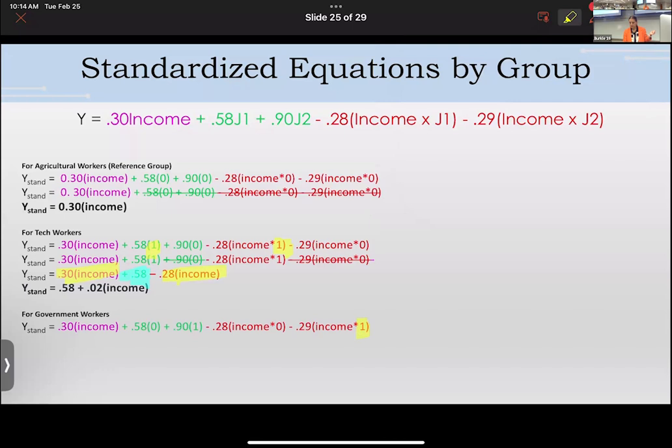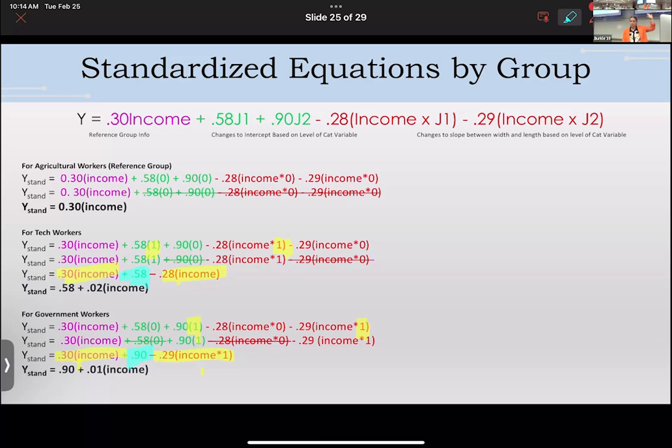Same thing for Gov. Plug in a 1 for Gov. Cross out your zeros that go away. Here you have two slopes of income. One is the original, one is the change, and you have a number value, and you're left with a standardized equation. Same idea. First part belongs to the reference group. Second part changes the intercept. Third part changes the slope.